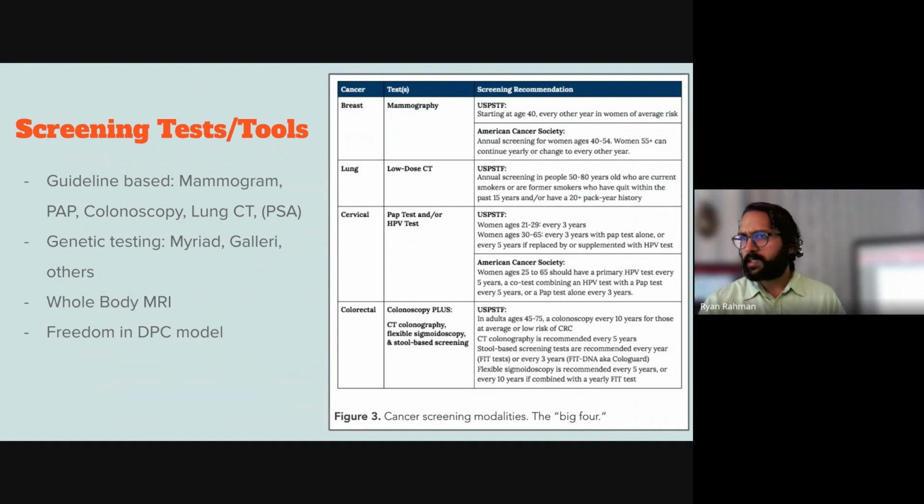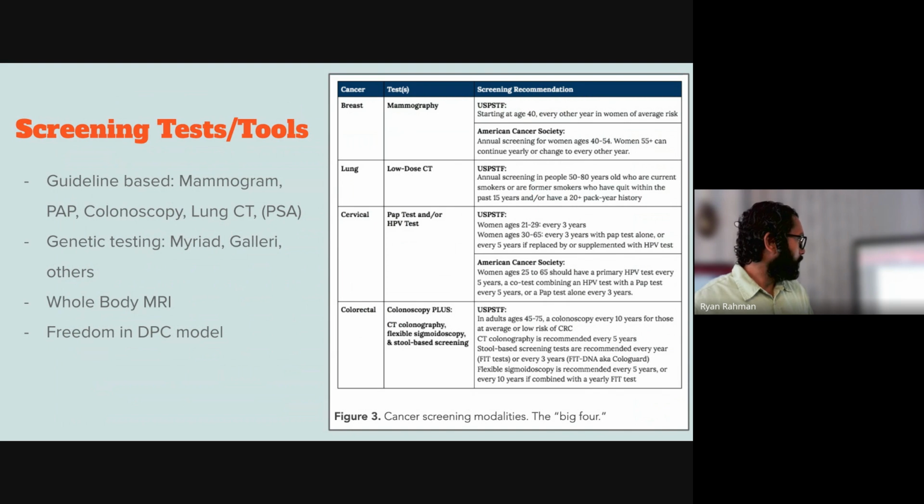And there are a couple of tests in this vein. This is not the only company. There are other people doing things like this, with certain genes that have been identified to be higher risk for, let's say, pancreatic cancer and some of these other deadly cancers that we don't have any screening protocol for.